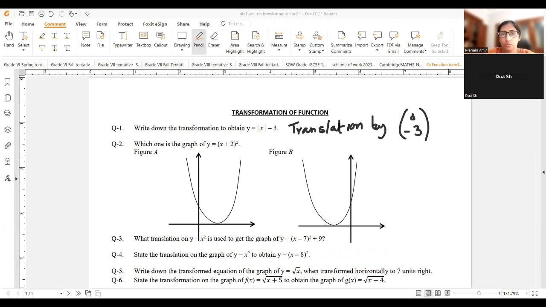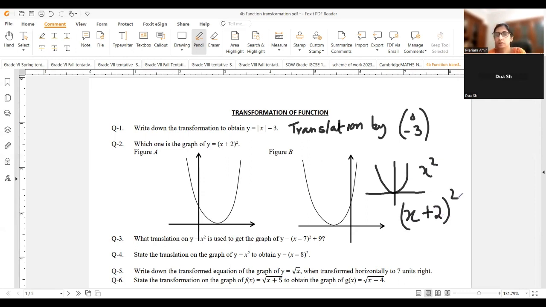Question 2. Which one is the graph of y equals x plus 2 whole squared? So if you remember from yesterday's lesson, this is y equals x squared. What happens to this when we add 2 to it and then square? This is also translation. But you have to state whether figure A is the graph for the given equation or figure B. It's plus, so it's moving to the right.